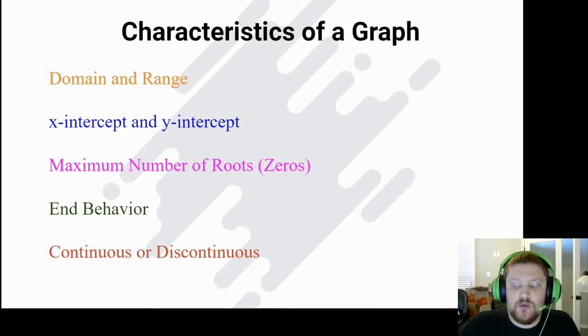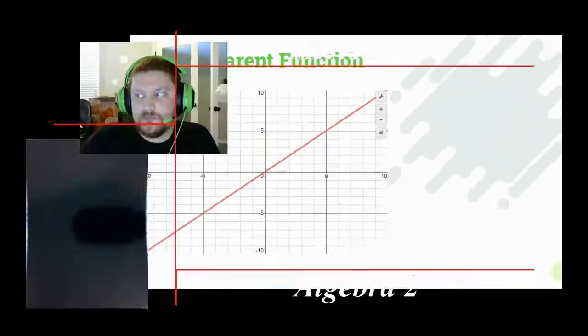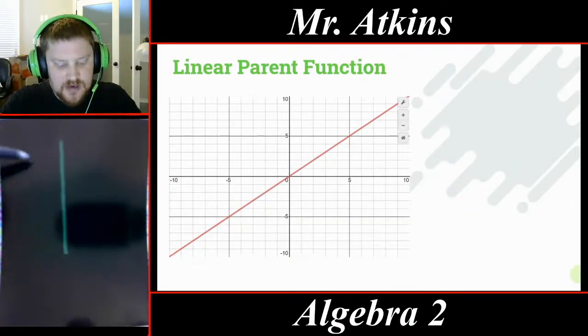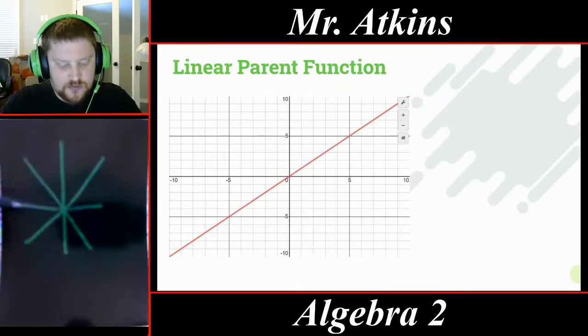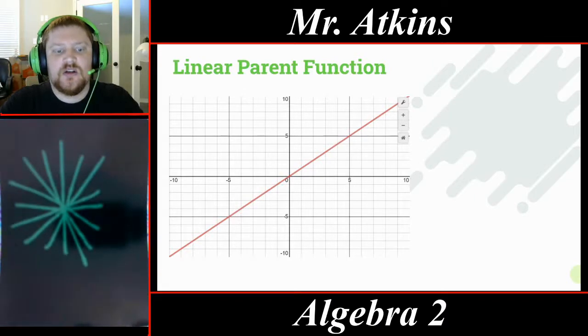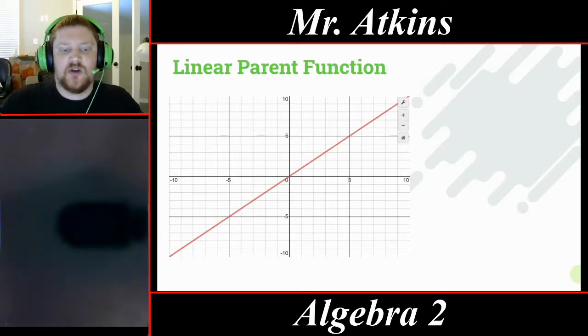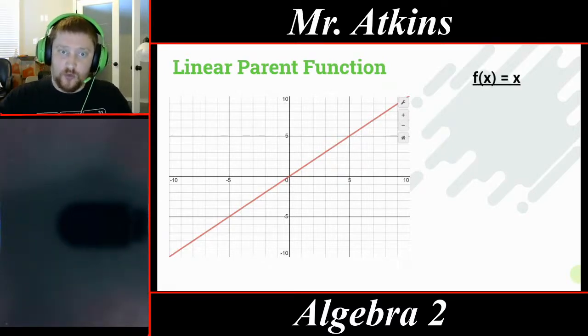So let's start with our linear function. Linear functions are always a straight line, but it doesn't matter what direction that line goes. Any direction, it is linear. The graph that I have on the screen for you is the parent linear function, which is f of x equals x, or y equals x.